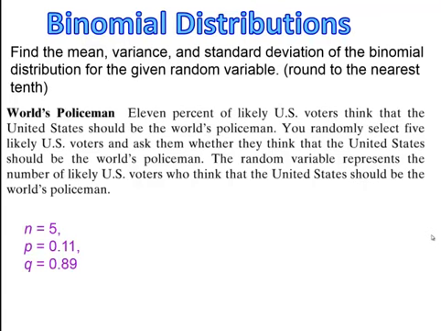So our n is 5. Our probability of success is 0.11, and our q is 0.89. So you should have gotten your mean is 0.6, our variance is 0.5, and the standard deviation is 7.